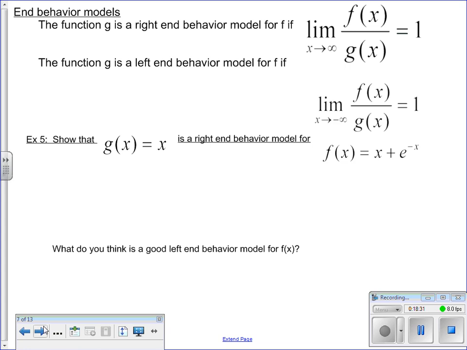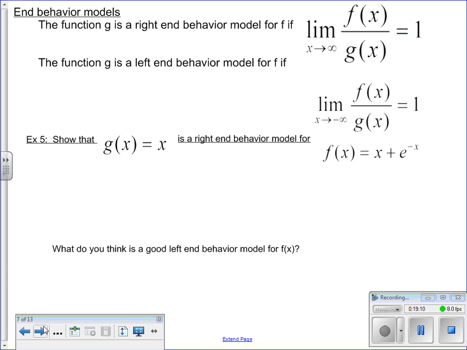Okay, this is what is going to help you do these kinds of things, and we've already discussed this to a very large extent. End behavior models. The function g is a right end behavior model for f if the limit as x approaches infinity of f over g is equal to 1. The function g is a left end behavior model for f if the limit as x approaches negative infinity of f of x over g of x is 1.